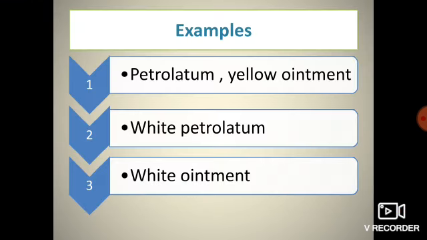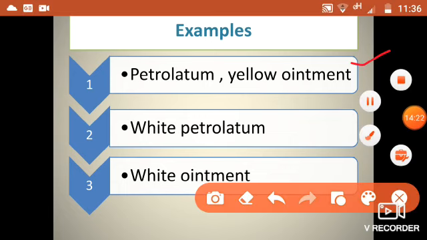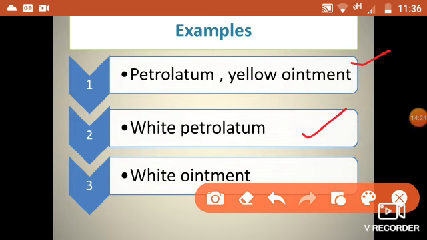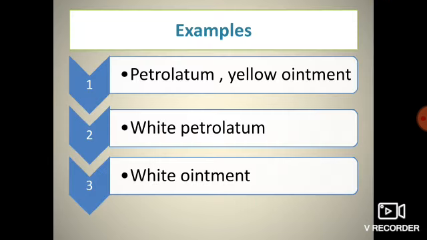Examples. What are the examples of this hydrocarbon base? The first is petrolatum. Okay, white petrolatum, white ointment, petrolatum yellow ointment. As the name indicates, the ointment appears yellow. White petrolatum's appearance is white, and white ointment is prepared as an ointment. It may act as a vehicle or a base for other active ingredients or other therapeutically effective agents. Okay, so we are going towards white petrolatum. The heading is white petrolatum.